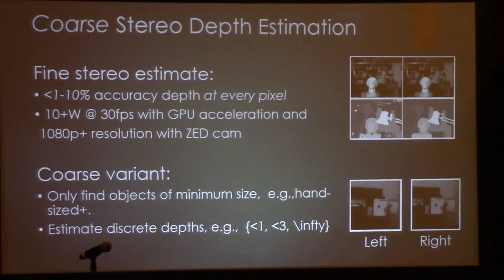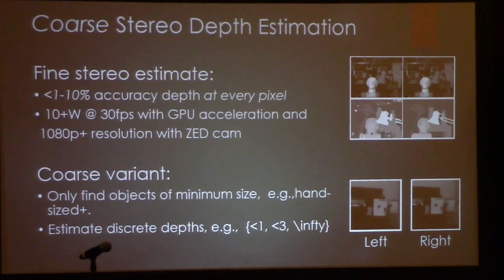So why do we use the phrase coarse? The reason is that traditional depth estimation algorithms provide depth at every single pixel with very high accuracy. For example, ZCam is an example of a device that has a stereo camera and provides depth at this resolution and at 30 frames per second, but that burns more than 10 watts of power. That's far beyond the budget that we are looking for.